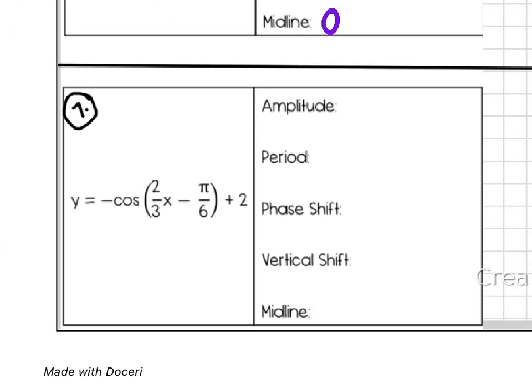All right, last one. Okay, lots of things to notice here. Negative sign with our amplitude, and we've got this fraction with our x, with our b, so we have to make sure that we factor that out. Let's just start with the things we can see.